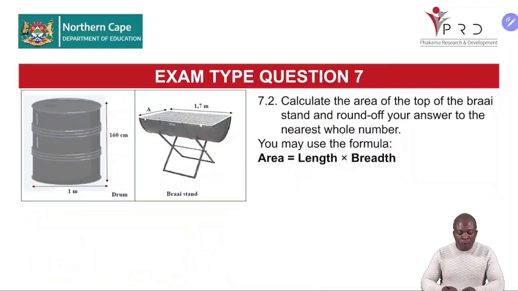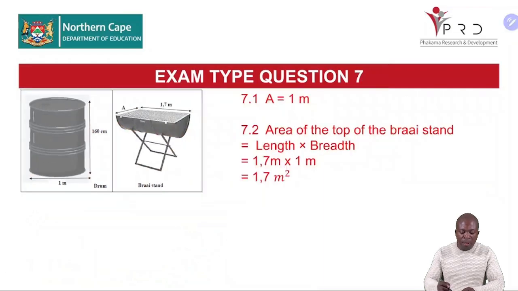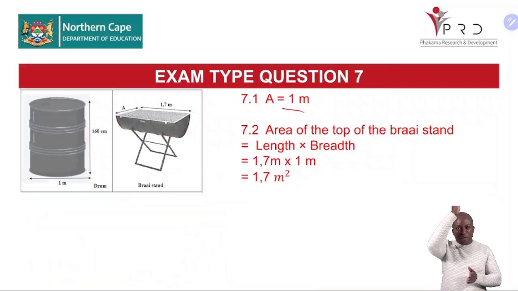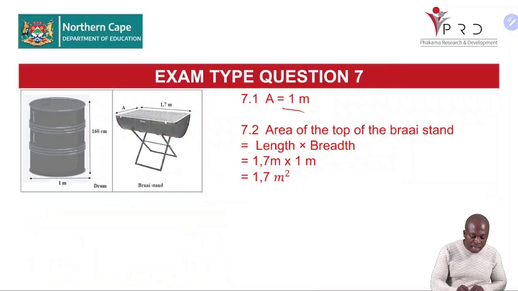So the value of A is supposed to be 1 meter. How do I know it is 1 meter? Because remember, it is the same round drum, but the drum is cut into half equally. So it is still the diameter, not a radius, because the drum was divided exactly from one corner to the other. So we still get the diameter.